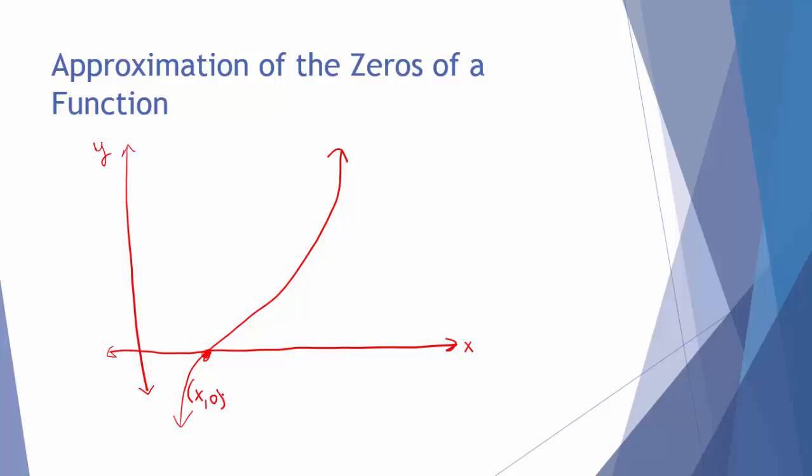Because this is an x-intercept, it'll have an x-coordinate of some x value. In this case, it happens to be a positive x value, but it doesn't necessarily need to be so. But its y-coordinate is going to be 0. If I want to approximate that, what Newton's method starts out with is it says pick an x value that you think is somewhat near this particular 0 or this particular root.